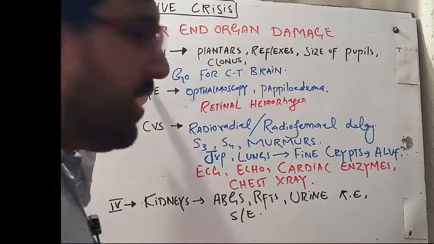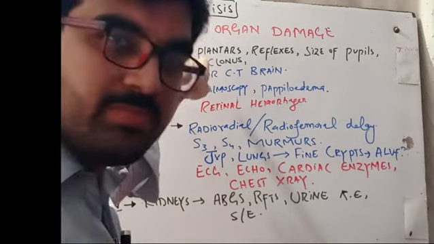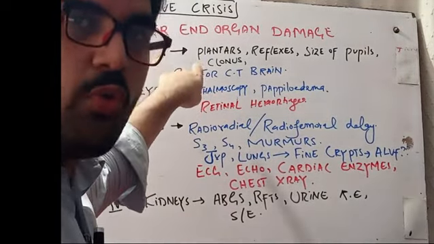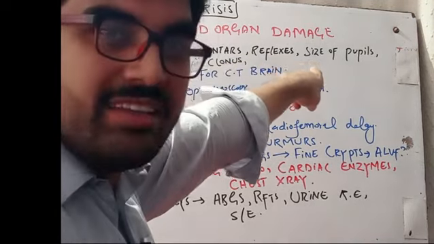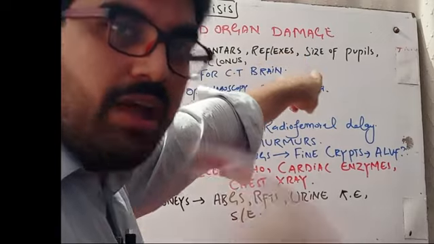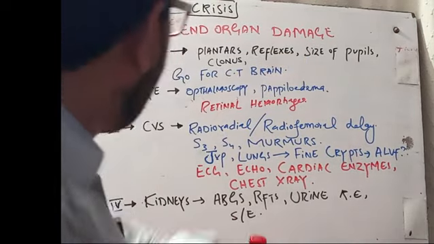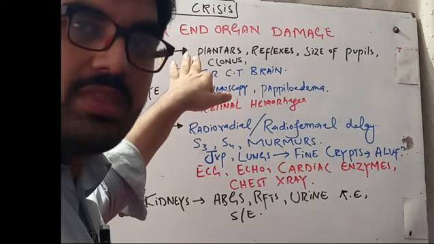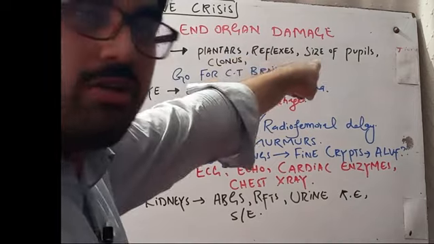So starting from the brain, what is going on in the brain? So you look for the plantars upgoing or downgoing. You look for reflexes. You look for the size of pupils bilaterally and light reflex. And you look for the clonus in the lower limbs. It gave you idea about the stroke, about the intracranial hemorrhage.